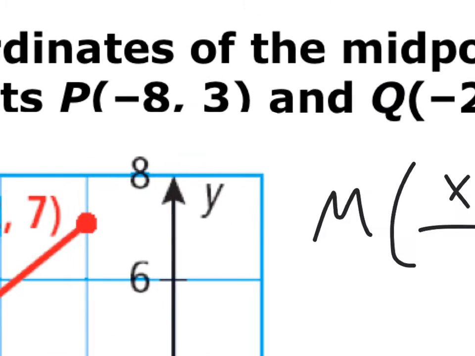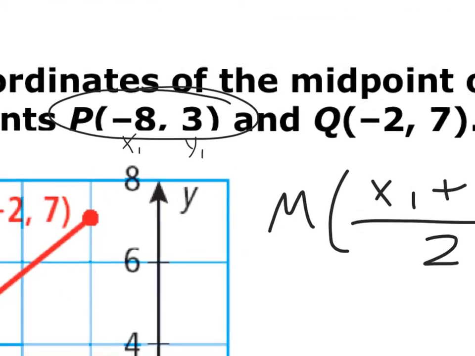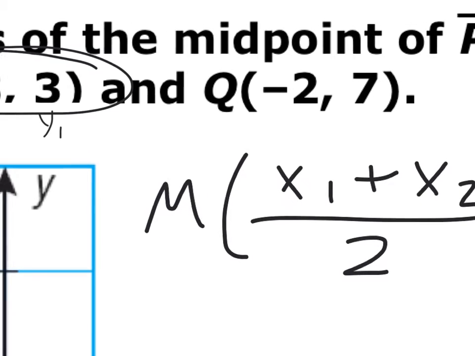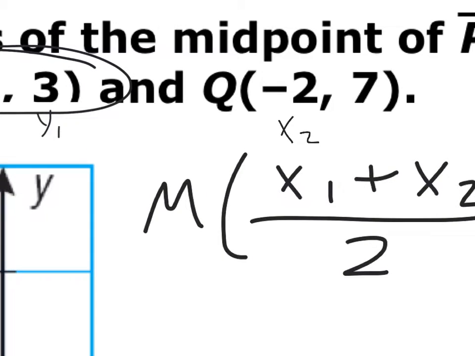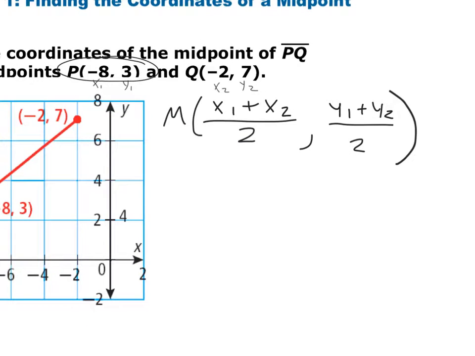So here we have, this will be our x1, the negative 8. 3 will be our y1, because this is the first point, right? So this is the first x, that's the first y. Then we have x2 and y2, because this is our second point, and we have the second x and the second y. So we would have the midpoint would be, what's x1? Negative 8.